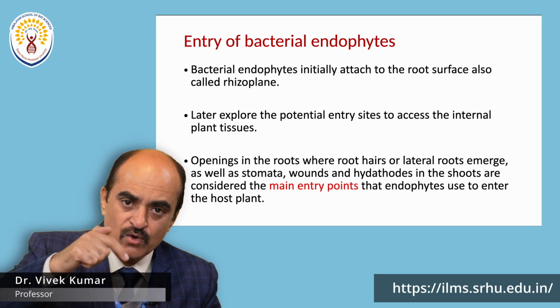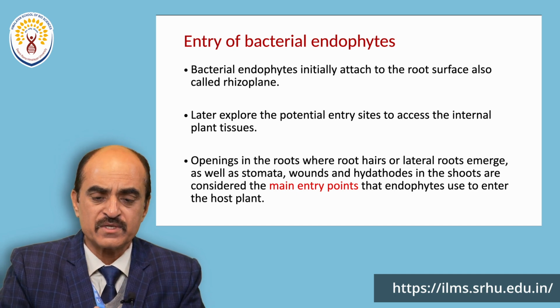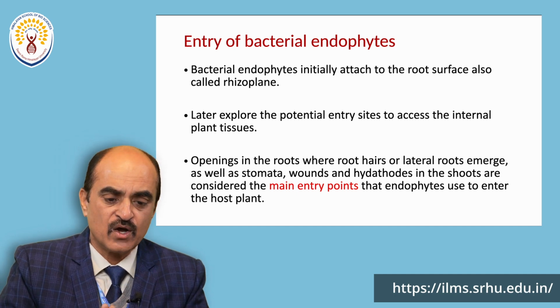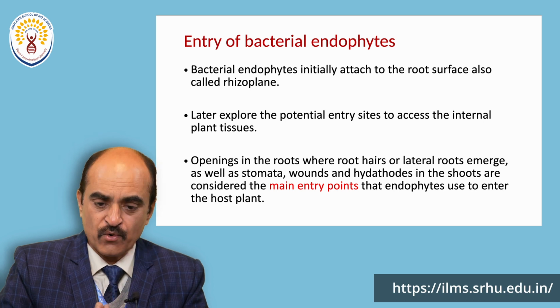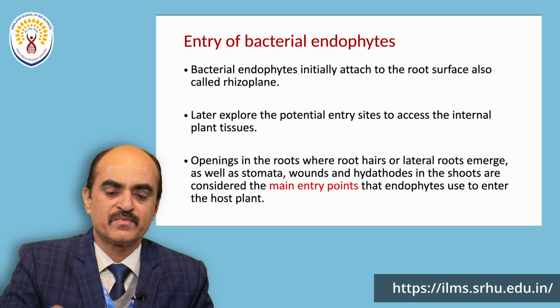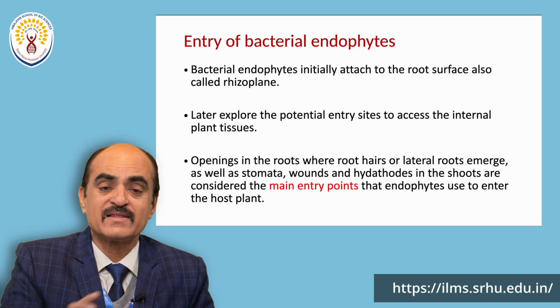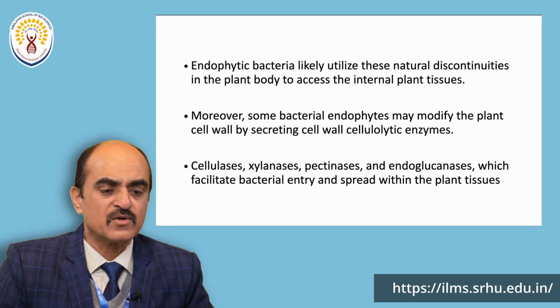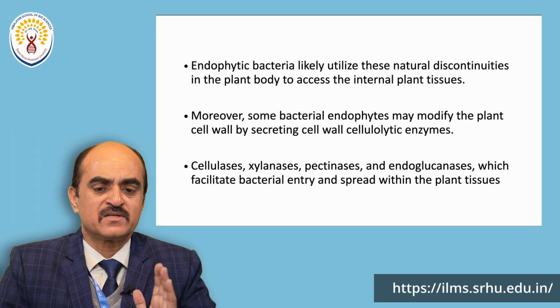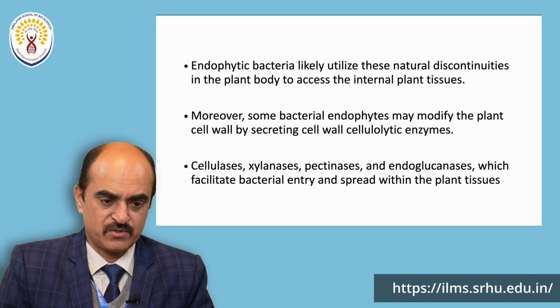So, openings in the roots where root hairs or lateral roots emerge, as well as stomata, wounds and hydathodes in the shoots, are considered the main entry points for the microbe. So, the endophytes use these gates to make their entry inside the host plant. The endophytic bacteria likely utilize these natural discontinuities in the plant body to access the internal plant tissues.